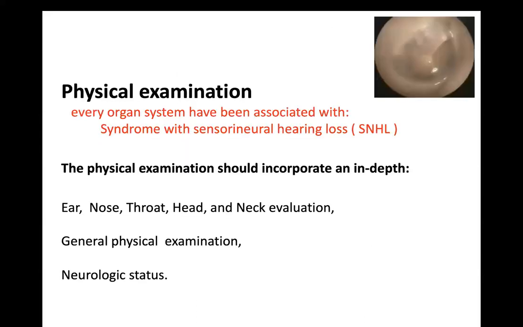So for the physical examination here, what he wants you to know is that anytime someone presents with hearing loss, the differentials or the causes are kind of endless. It's not always so simple as, oh, he just has wax or he just has otitis media. Especially if it's a young child, there are so many syndromes, so many congenital causes, medications, it could be a ton of things. So that's why a thorough examination must be done. Of course you have to do an ENT examination as well as a general physical examination and check their neurological status.